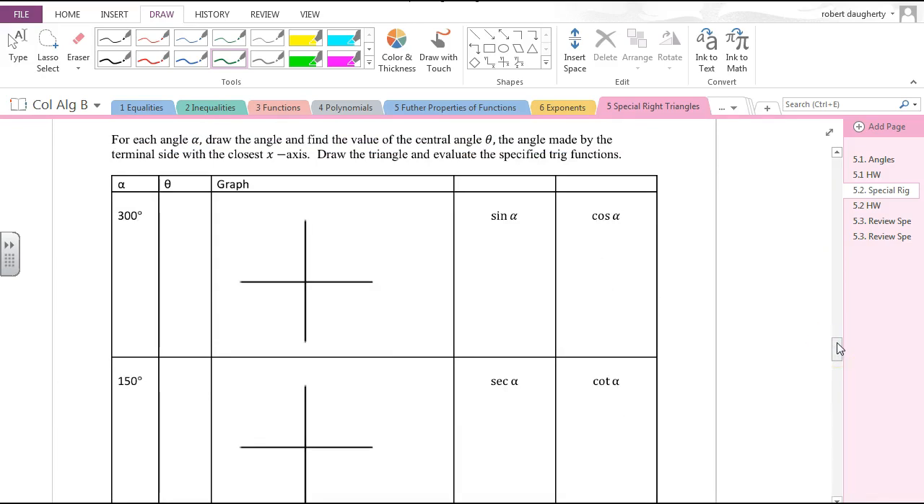So let's find the sine and the cosine of 300. The first thing you have to do is draw the 300. So 300 is somewhere over here.